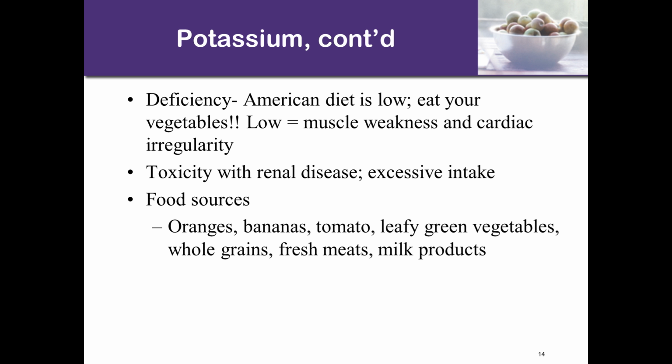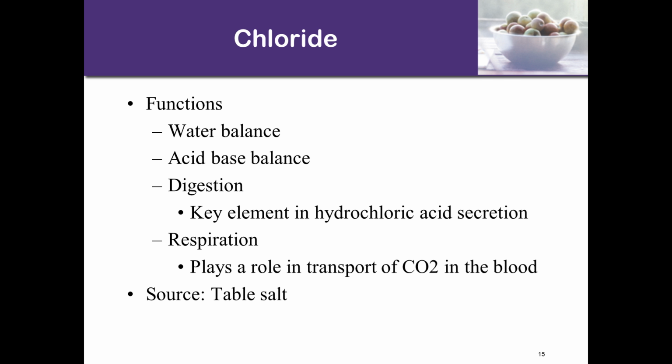Food sources that contain potassium are orange, bananas, tomato, leafy greens, vegetables, whole grain, fresh meat and milk products. Leafy green vegetables contain all types of minerals. If you eat leafy green vegetables in your daily life, then no deficiency of any type of mineral will take place, because they contain all types of minerals.